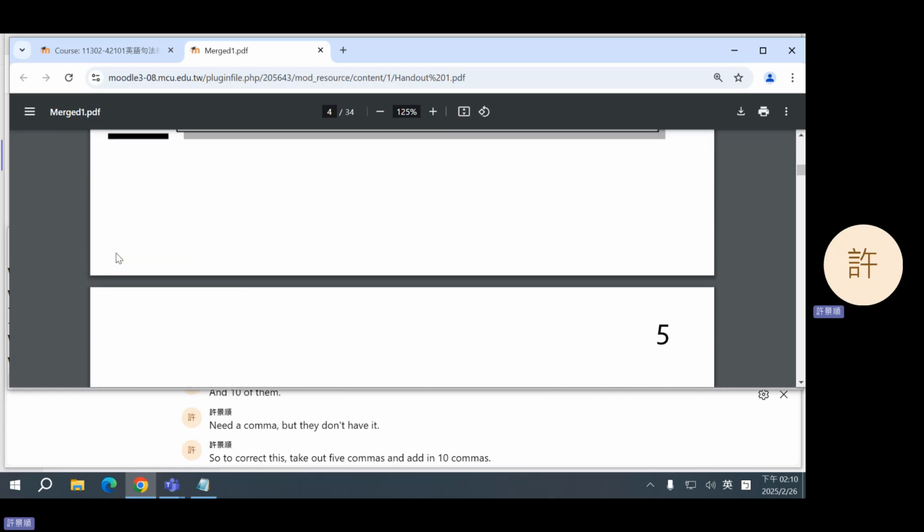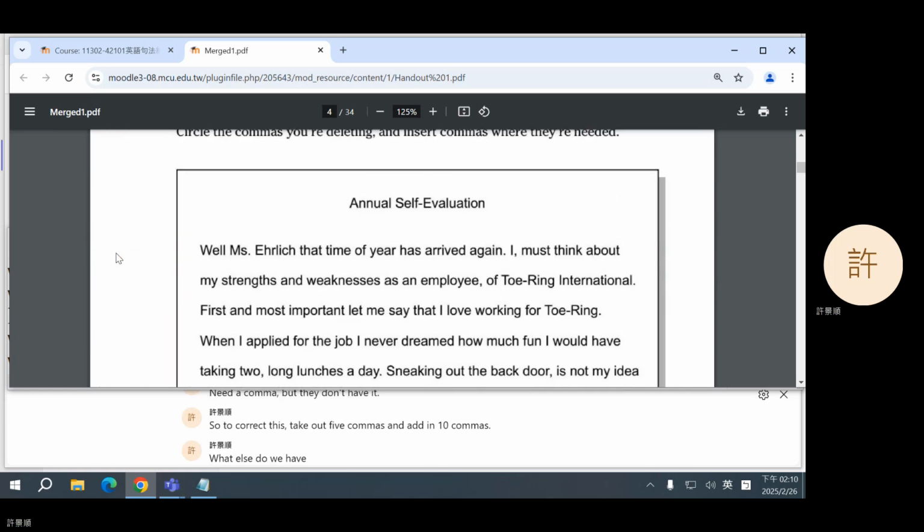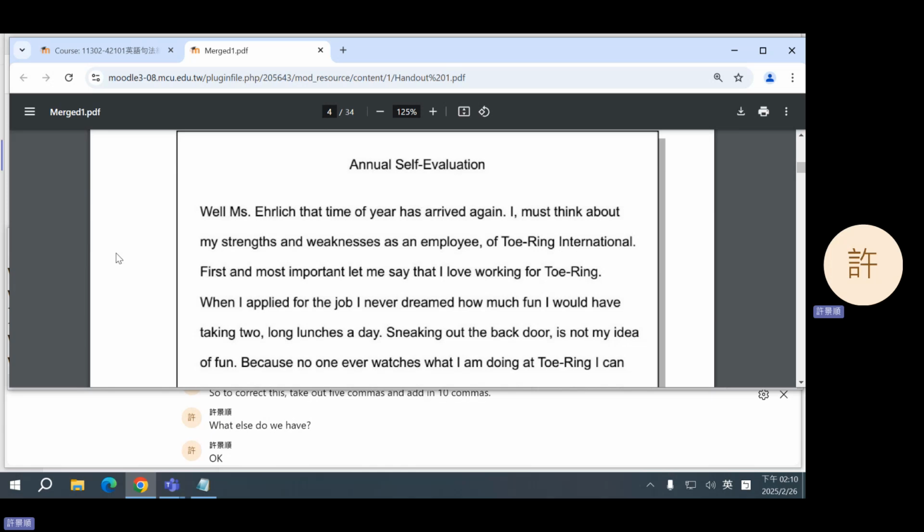What else do we have? Okay, I have some good news for you. If we finish this today, you will have no homework. So I'll give you, what is that? 15 problems. How much time should I give you? I'll give you 15 minutes.